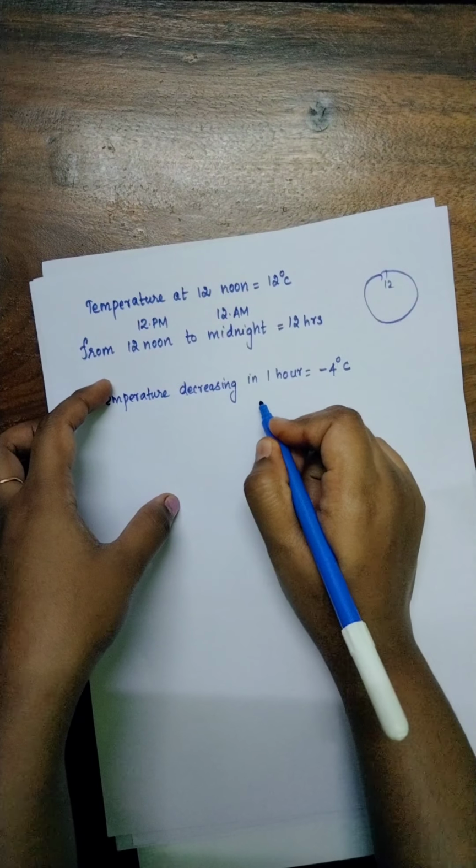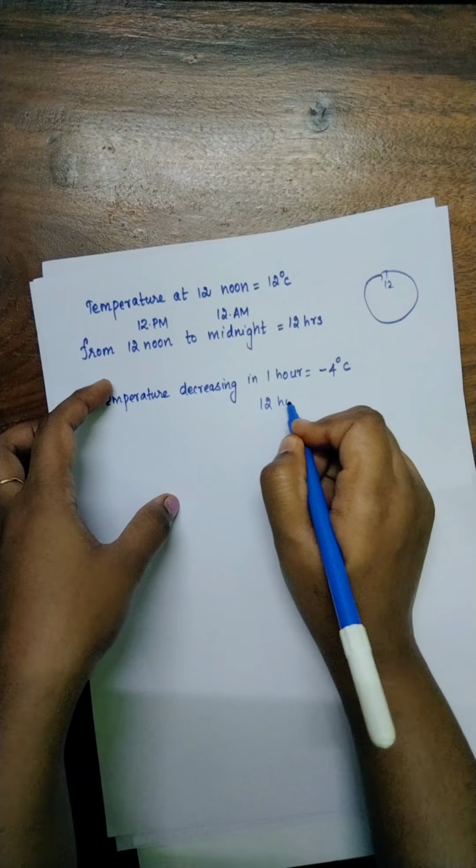For 1 hour it is minus 4 degrees Celsius. For 12 hours it is 12 into minus 4. What is 12 into minus 4? 12 into minus 4 degrees Celsius is minus 48 degrees Celsius.